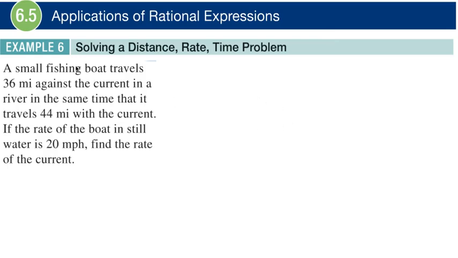We have a small fishing boat that travels 36 miles against the current in a river, and in that same time it travels 44 miles with the current. So it's going to go against the current and with the current using the same time. Now, if the rate of the boat in still water is 20 miles per hour, find the rate of the current.